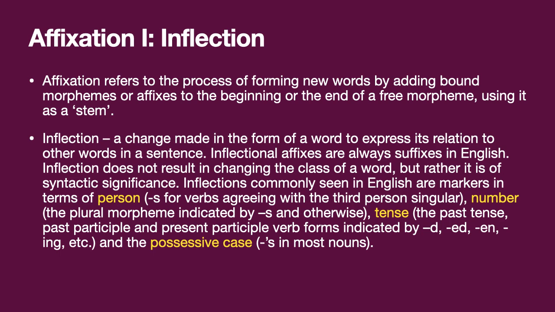Affixation. Affixation is the first method of word formation, and it refers to the process of forming new words by adding bound morphemes or affixes to the beginning or the end of a free morpheme using it as a stem.